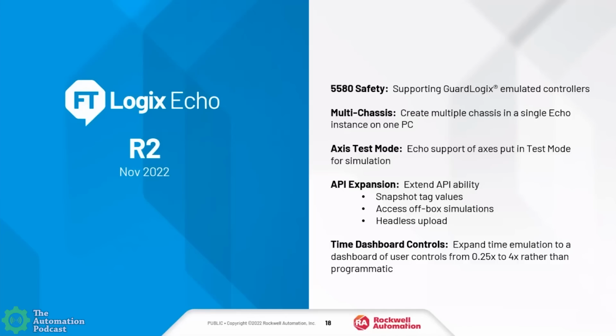So for R2, we will be adding the support for safety controllers as well as having multi-chassis support. Axis test mode will be supported within the new release of Echo, and we will go more into each of these different features as we continue forward. But we also do have API capabilities and time dashboard controls as well.